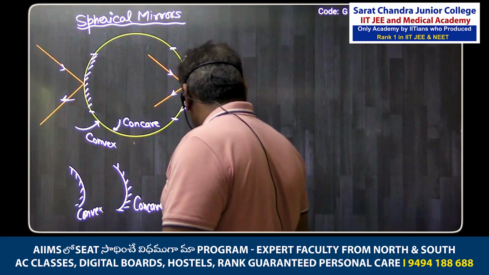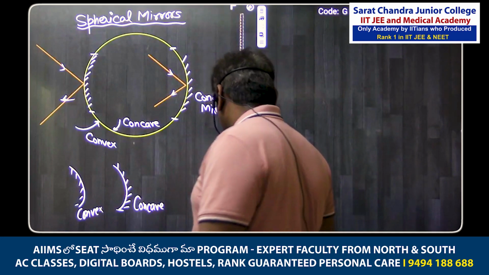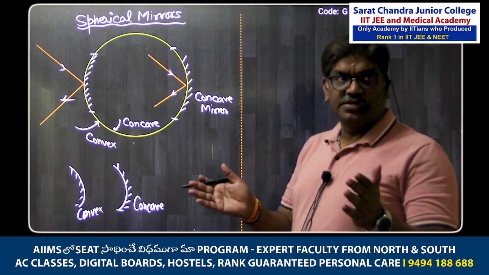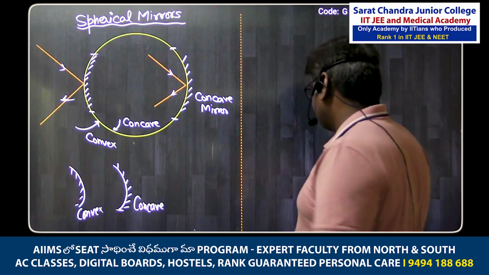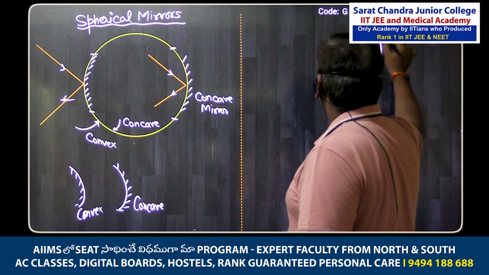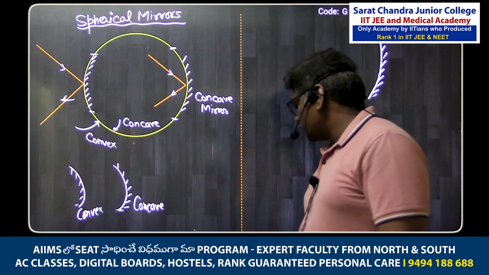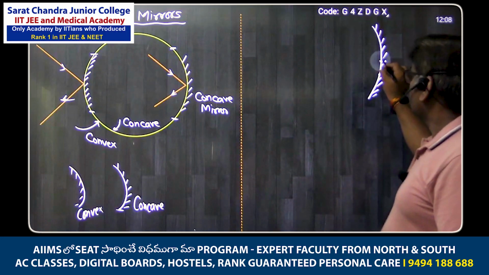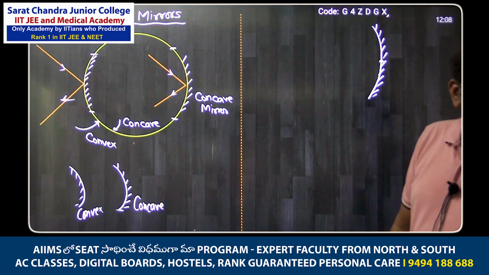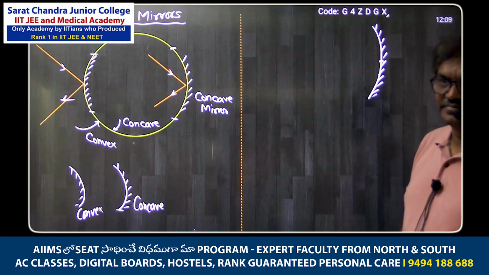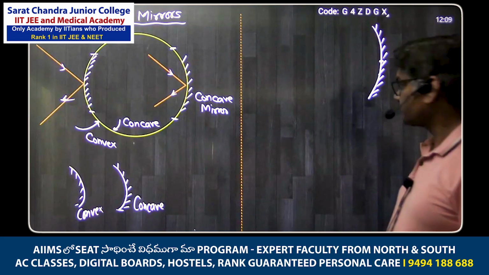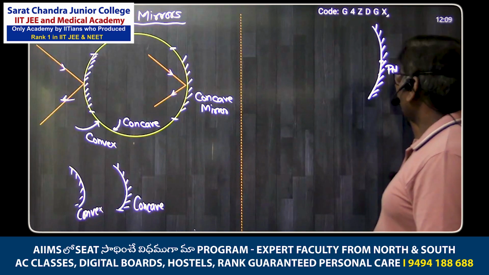And now come the other related terms. First of all, it is a piece of the sphere, and it has some specific terms. For example, if I have a concave mirror, then the center point of this piece is called the pole.